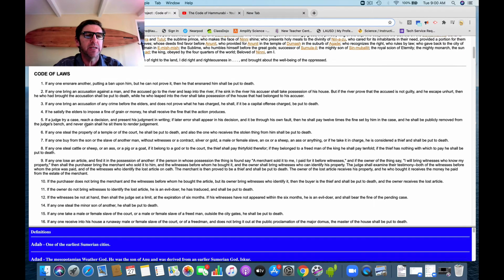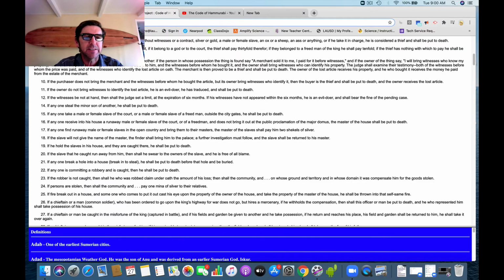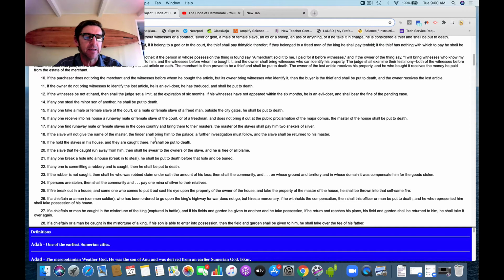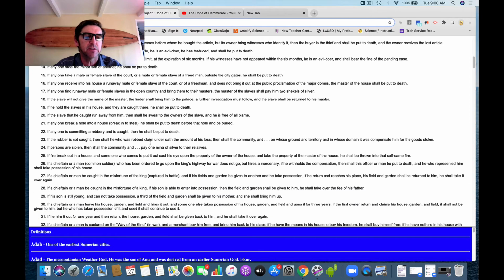So what we're going to do here is you're going to use this code of laws. You're going to scan it, read some of it, and see if you can find evidence. I can tell you this, you will find the evidence before 30. And look at it here. If a chieftain or a man leaves his house, garden, and field and hires it out, and someone else takes possession of his house, garden, and field and uses it for 3 years, if the first owner returns and claims his house, garden, and field, it should not be given to him.